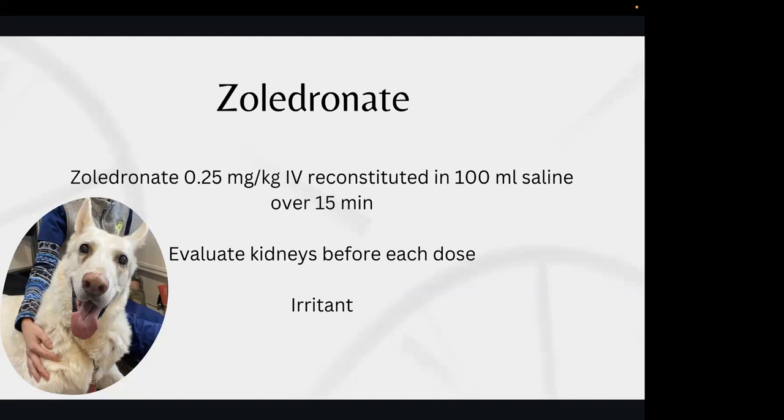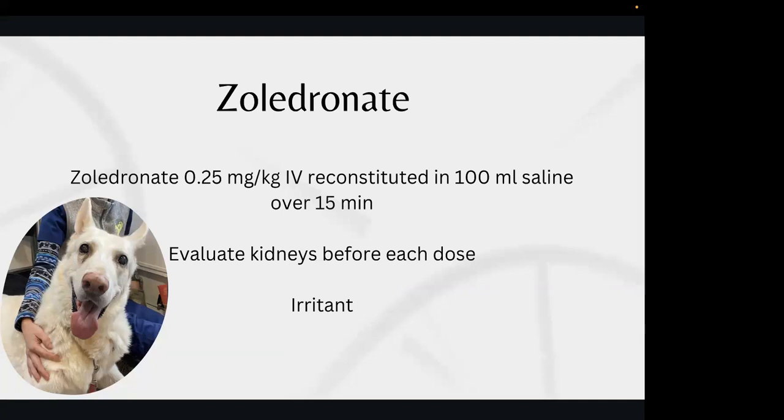Zoledronate is a bisphosphonate. It's IV. The dose is 0.25 mg per kg. You can go down to 0.1. I try to go as close to 0.2 as possible. You'll reconstitute this for a big dog in 100 mL of saline and give this over 15 minutes. If you have a really tiny dog, maybe you'll only do 30 mL.